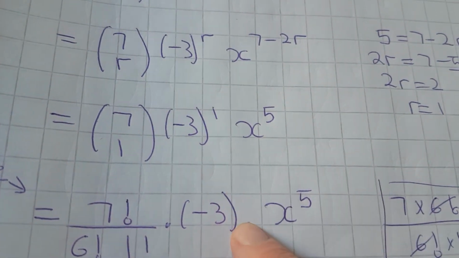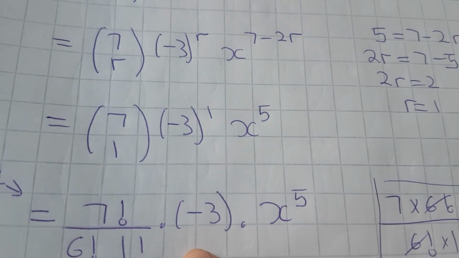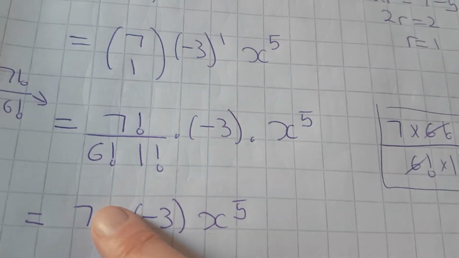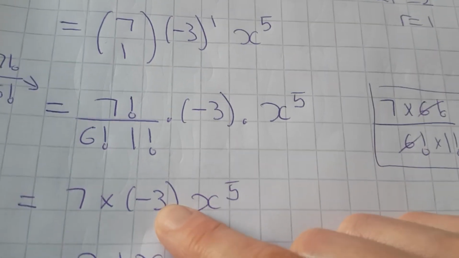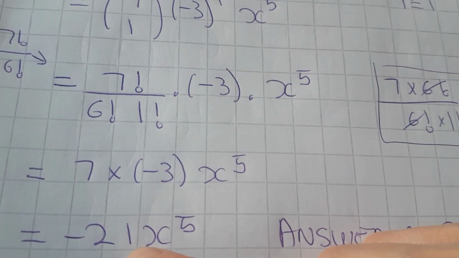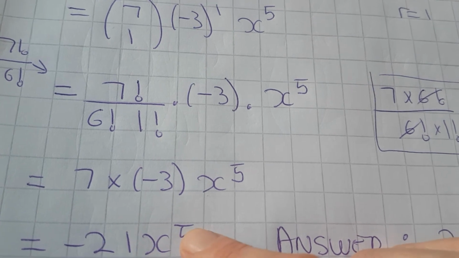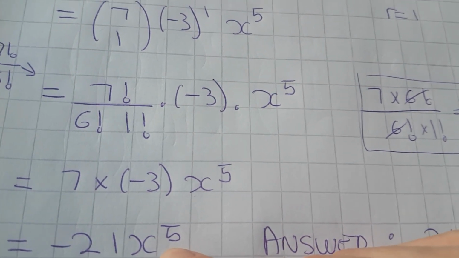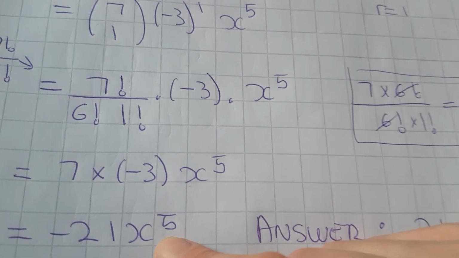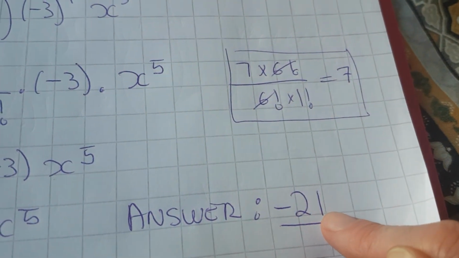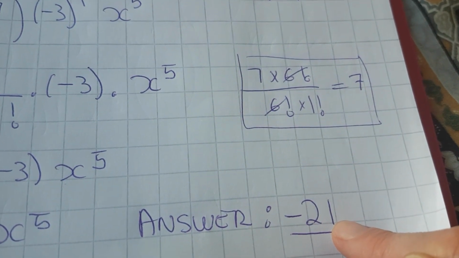I've taken away that 1, and now I simply do 7 times negative 3, which is negative 21, multiplied by x to the power 5. We've completed it. It does only ask for the coefficient, so therefore the answer is negative 21.